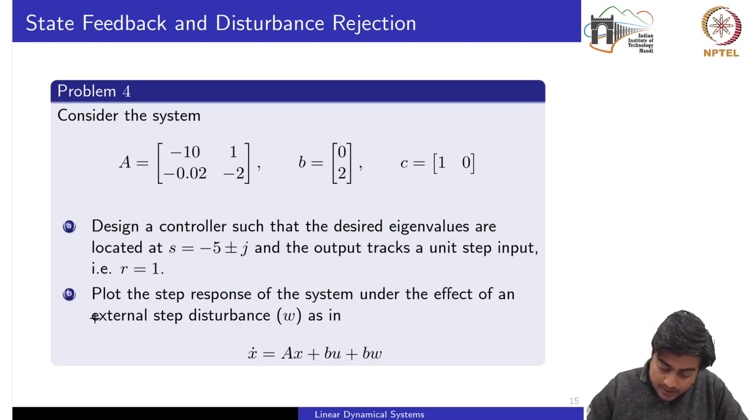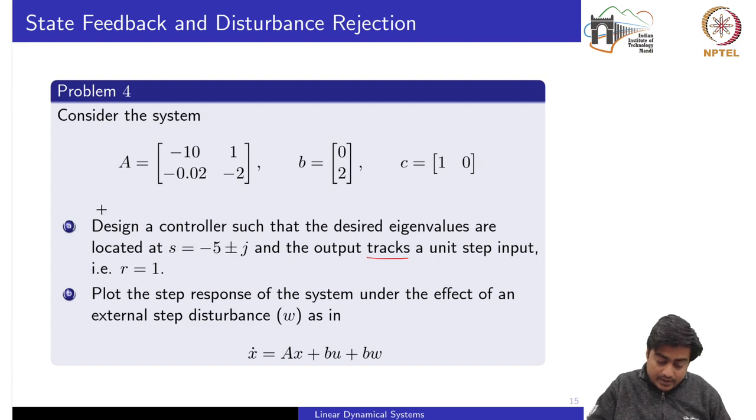So in this problem we will see two points. First of all, we will design the state feedback gain which ensures the stability. Second, we design the feed forward gain such that the other objective, the tracking objective, can also be fulfilled. This is part A. And in part B, we will see what happens if some external step disturbances act on this system, and how the response of the closed loop system would behave.